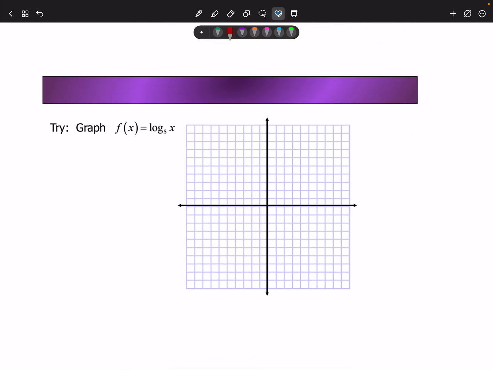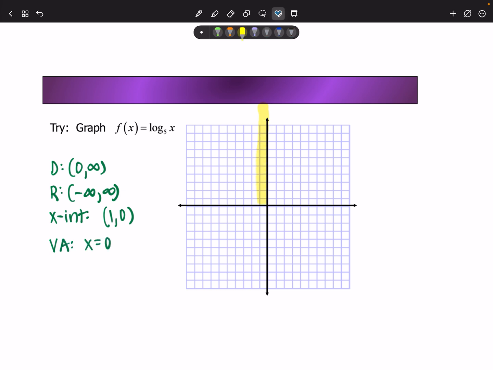Okay, you try. Graph f of x equals log base 5 of x. Press pause, and when you're ready to reveal the answer, come on back. Okay, welcome back. We have a domain of 0 to infinity, a range of negative infinity to positive infinity, an x-intercept of (1, 0), and a vertical asymptote at x equals 0.